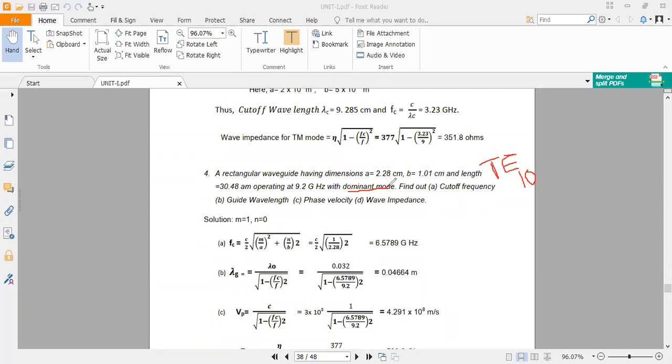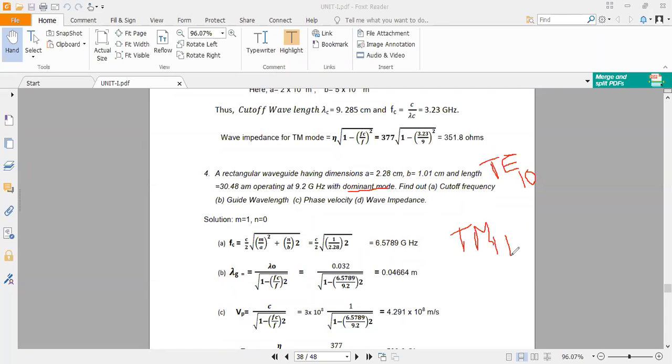It is TE10. So, operating in TE10. So understood this point. Sometimes they'll mention the dominant mode straight away. They won't give TE10. For TM mode, what is the dominant mode, Amma? For TM, TM11. Remember these things.